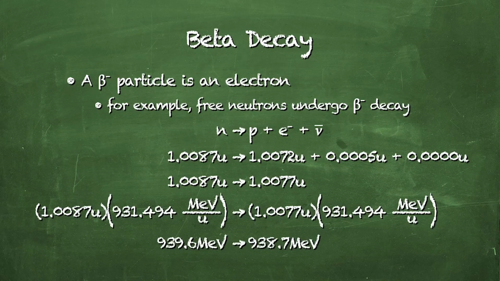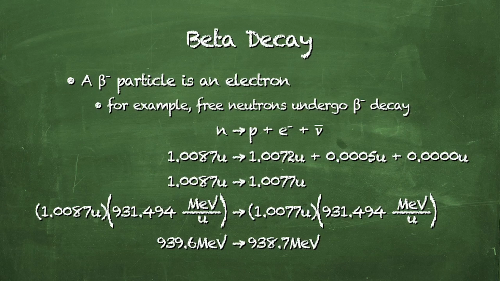So a neutron will spontaneously decay into a proton plus an electron. So free neutrons are not stable. They will decay, and they decay pretty quickly. They have a half-life, which we'll learn about later, of about 10 minutes.